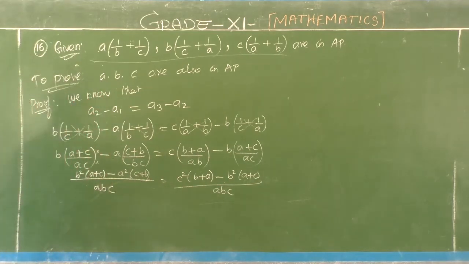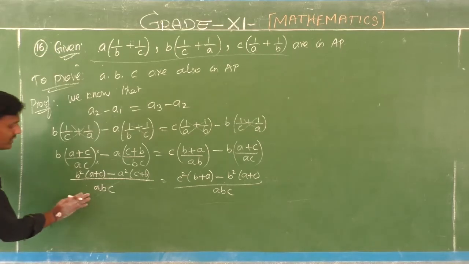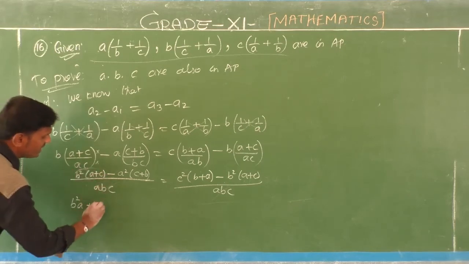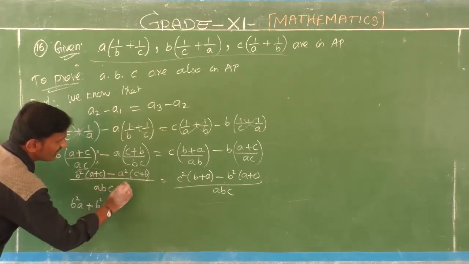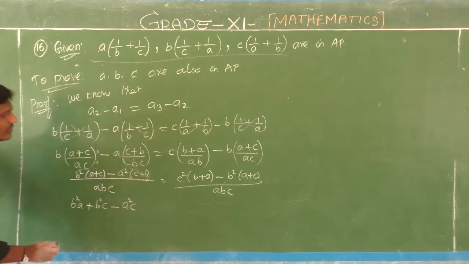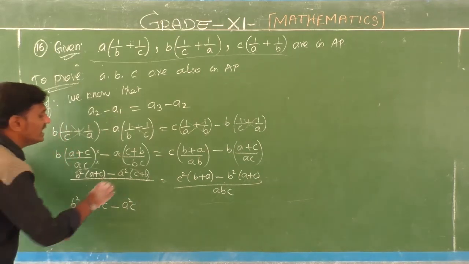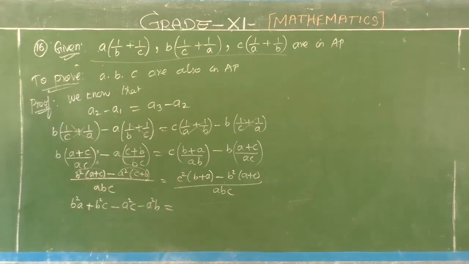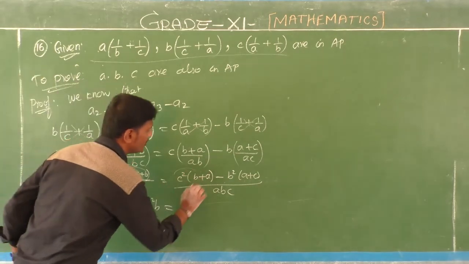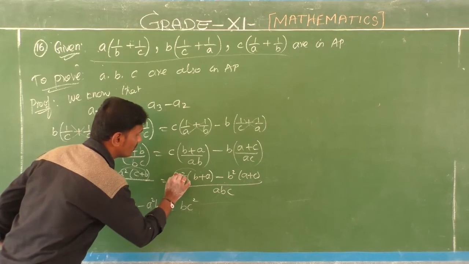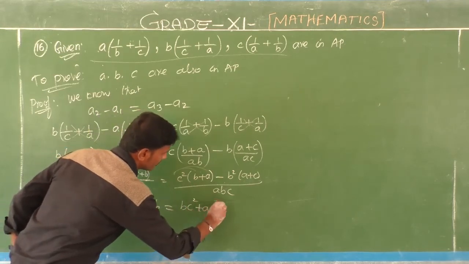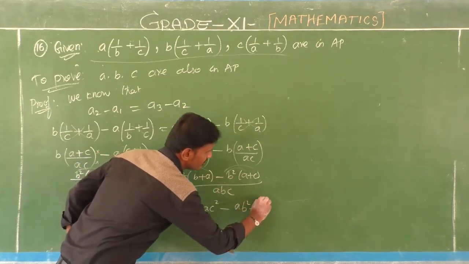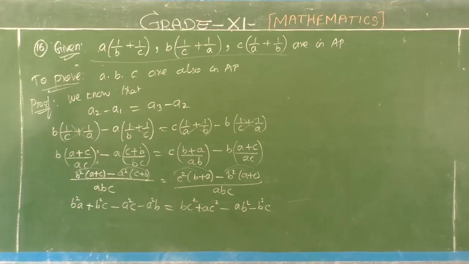Yes student, now I am going to multiply inside the bracket to get B square A plus B square C minus A square C, A square B minus A square B, which is equal to, and on the right side also C square B, B C square or C square B, no problem, and next A C square minus A B square, B square C.